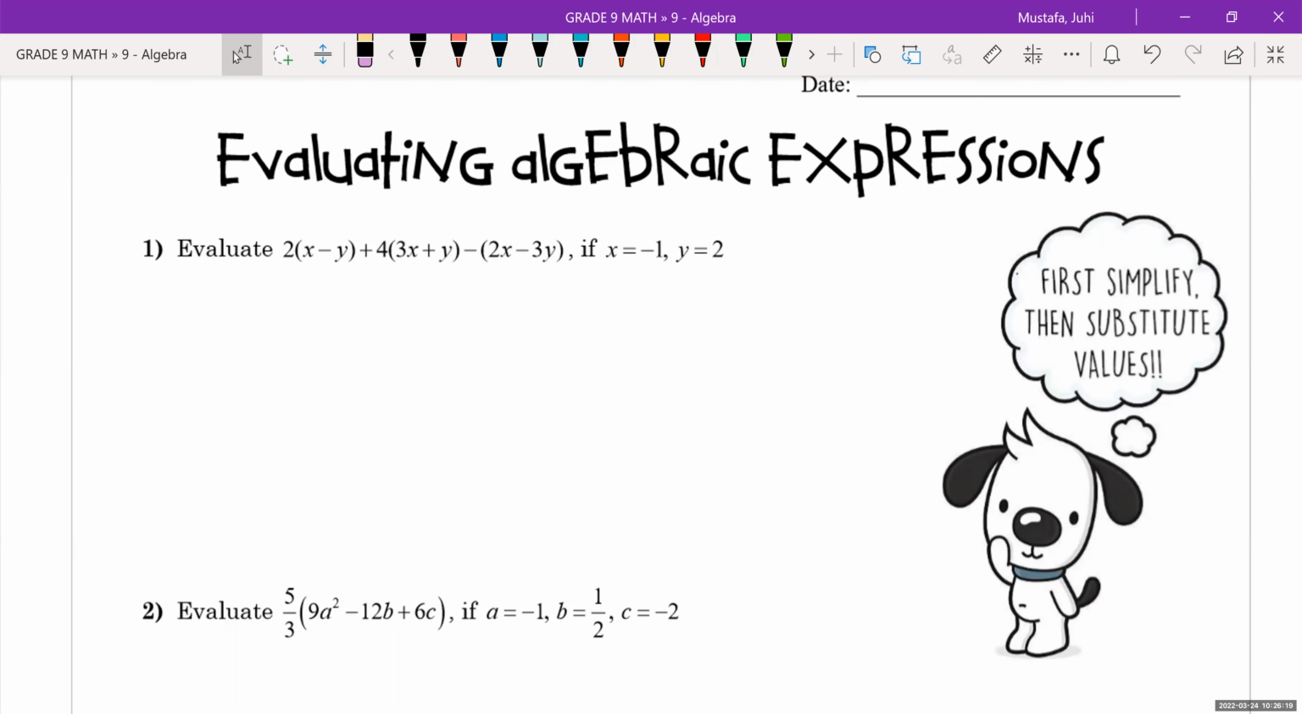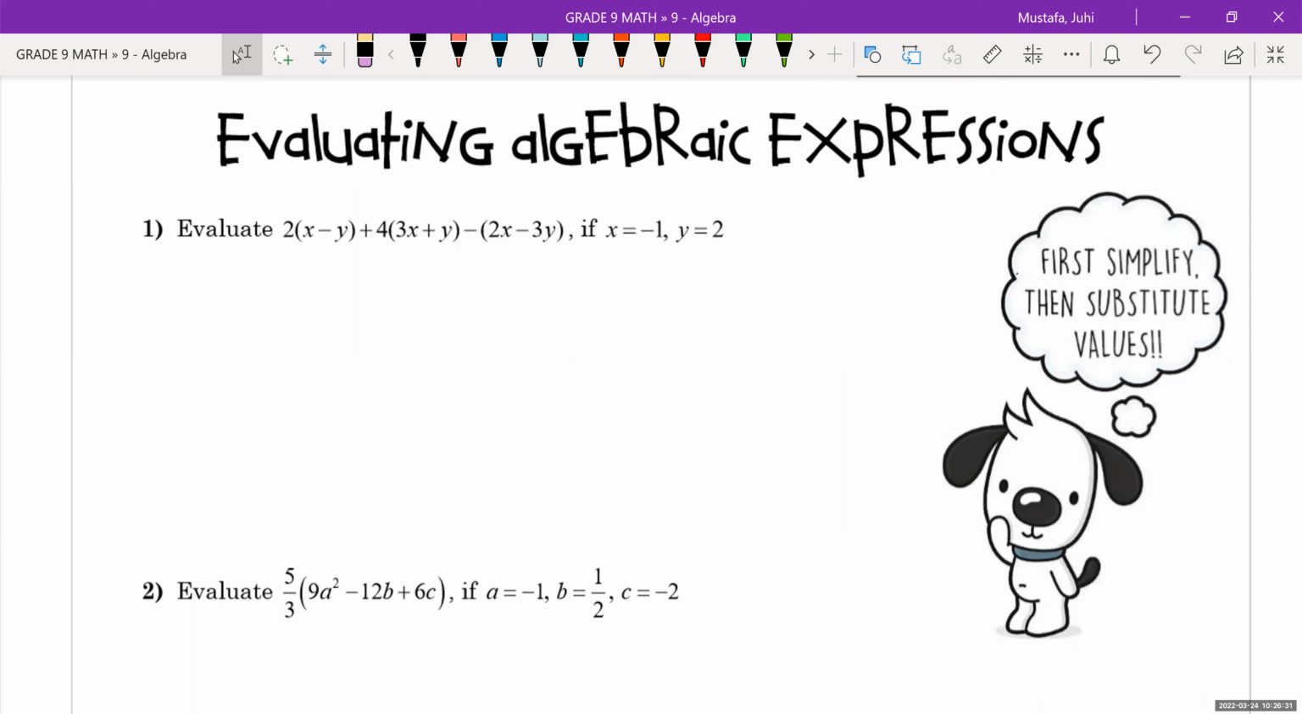That is the most important thing to remember when we're doing these questions. We're going to do 3 examples, and the 3 examples should help you prepare for the quiz you're about to write as well. So first, what we're going to look at is evaluate the expression if x is equal to -1 and y is equal to 2.